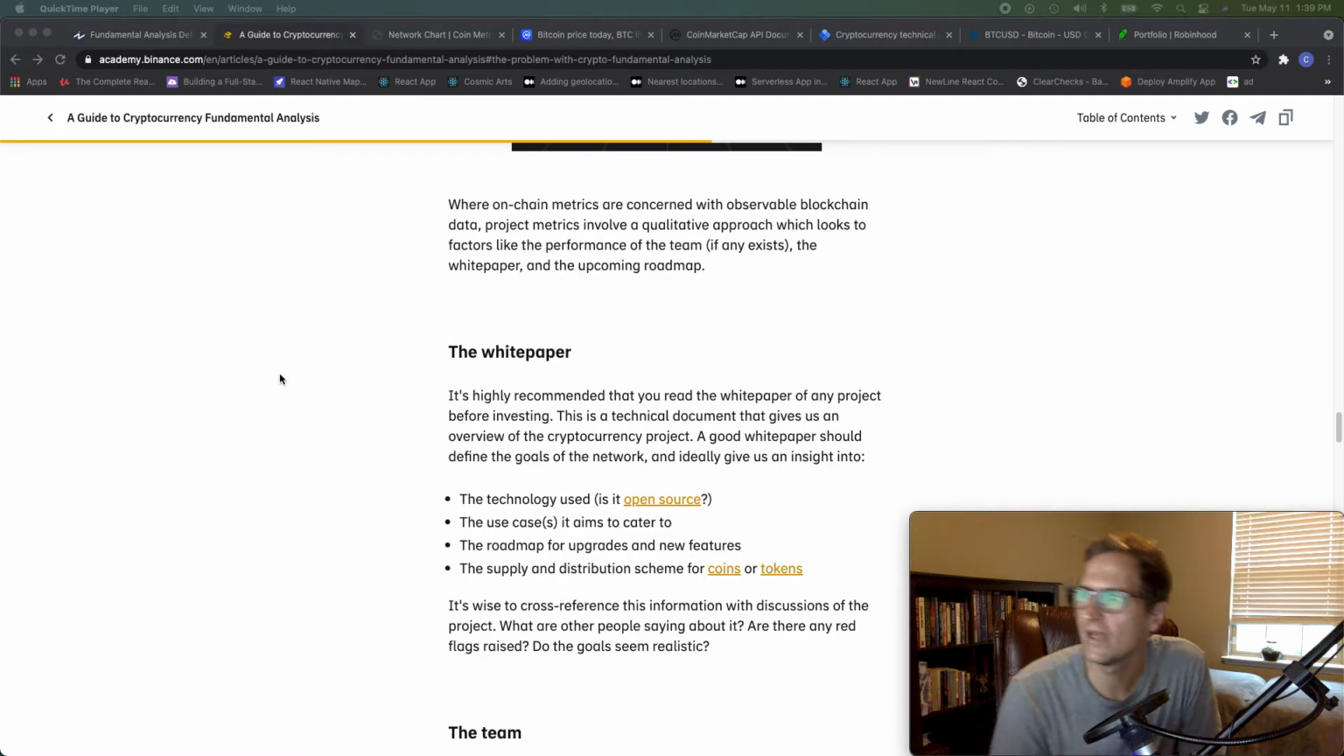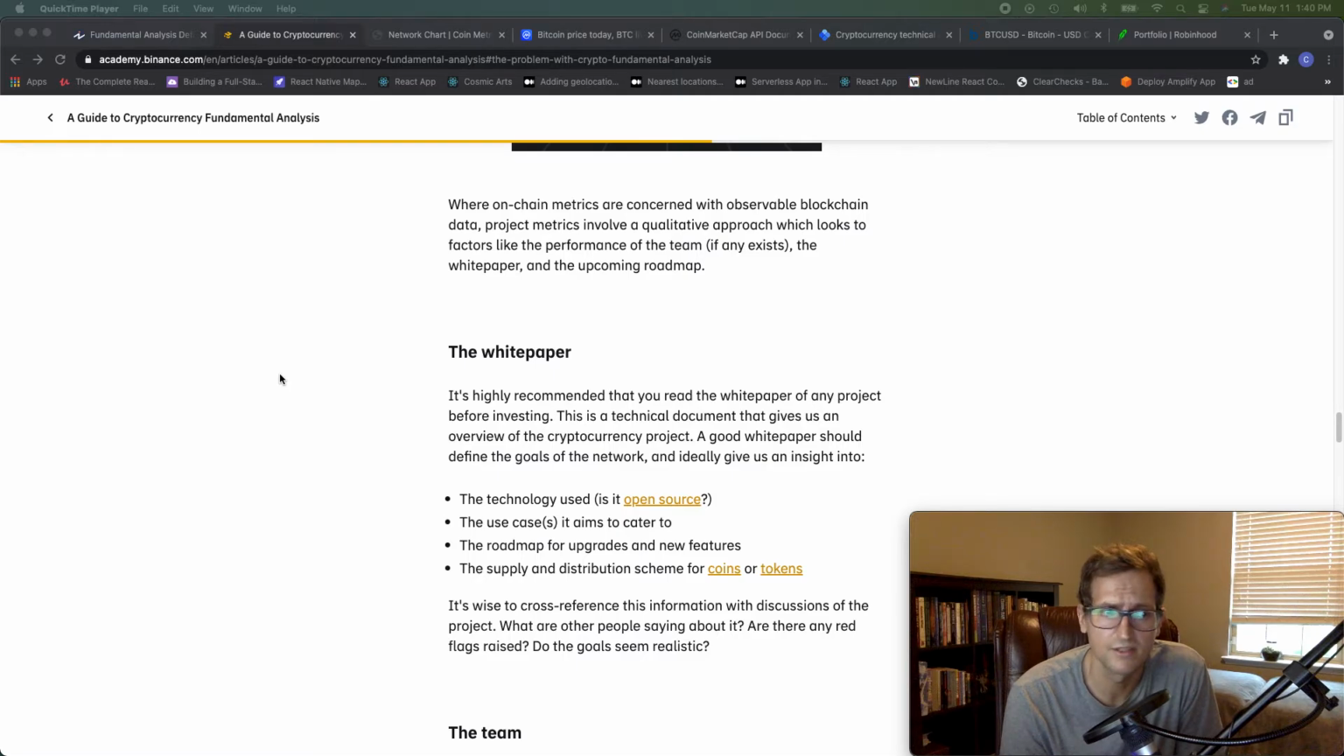So down a little further, we actually do get into some fundamental analysis of cryptocurrency. The white paper: it's highly recommended that you read the white paper of any project before investing. It's a technical document, basically just going over the project, its uses, its technology. Is it open source? Meaning, are other programmers that are not a part of the team able to add to it, make it better, create new uses for it. The roadmap for upgrades and new features.